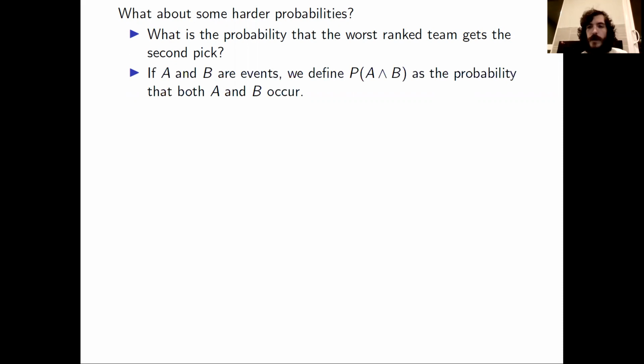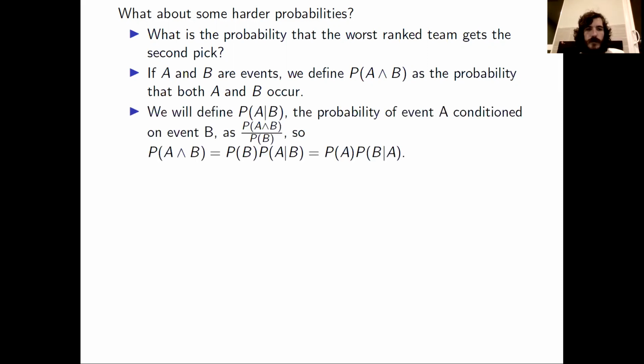In order to help us calculate this probability, I'm going to introduce a bit more notation. First, if we have events A and B, we will define P of A wedge B as the probability that both A and B occur. Here's another notation that we will use and a definition. We will define P of A conditioned on B, the probability of event A conditioned on event B, as the fraction with numerator P of A wedge B, the probability of A and B, divided by P of B, the probability of B.